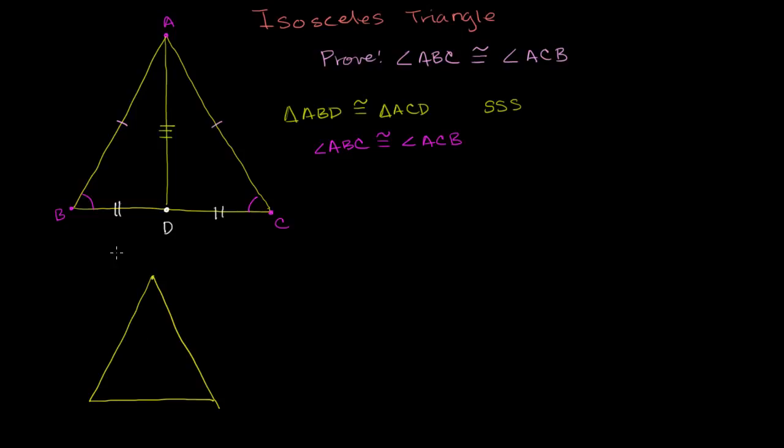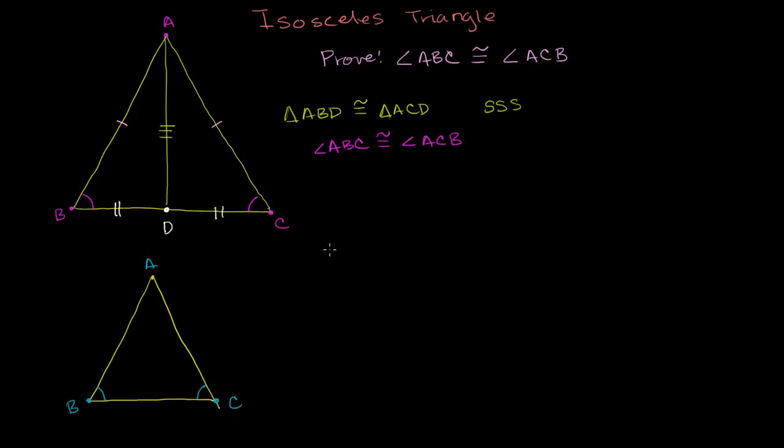I'm going to call this, well, let me do it in a different color. So I'll call that A. I will call this B. I will call that C right over there. And now we're going to start off with the idea that this angle, angle ABC, is congruent to angle ACB. So this is where they have the same exact measure.